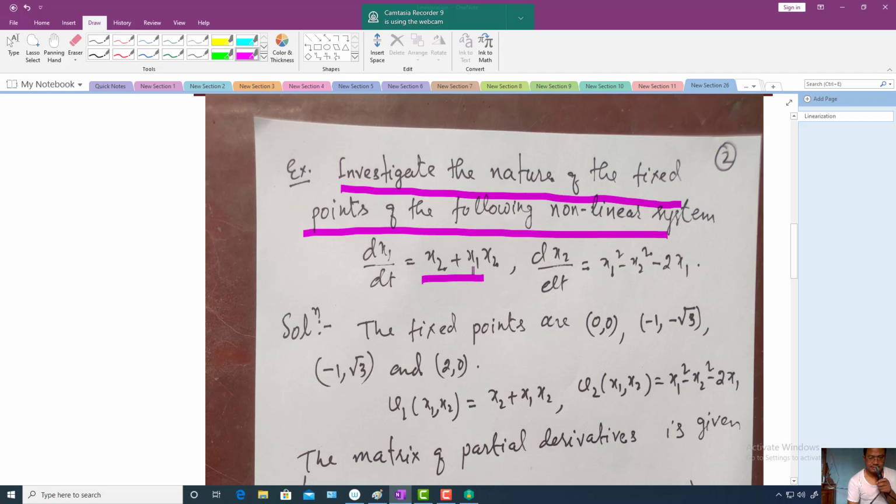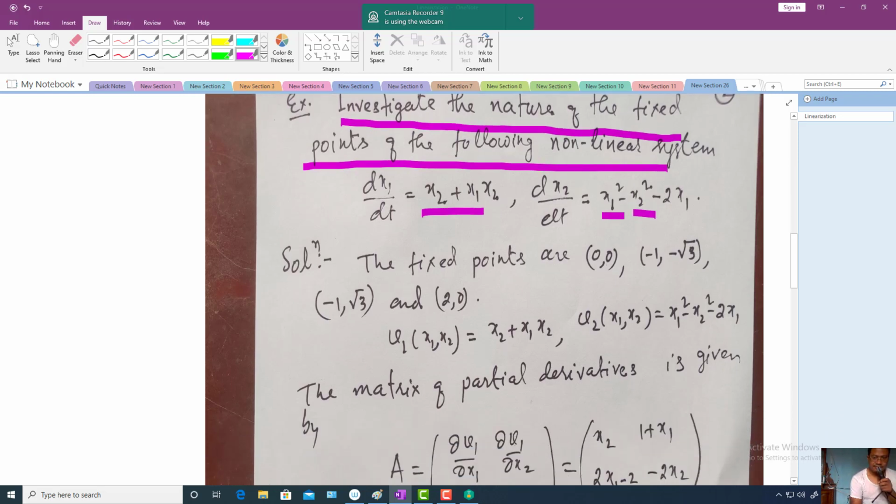So this is nonlinear, quite obvious, because the x1 into x2 term is involved here. X1 square is involved, x2 square is also involved. So this is a nonlinear system. You can find out the fixed points: you put this one equal to 0 and you put this one equal to 0. Those parts you can do.